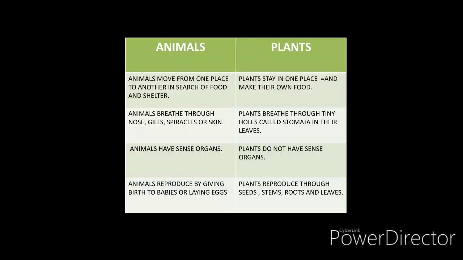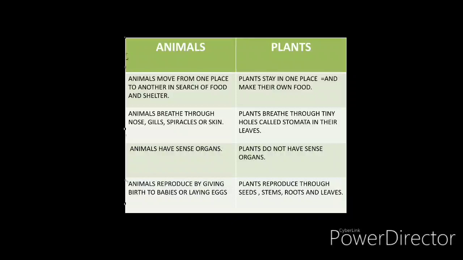Animals reproduce by giving birth to babies or laying eggs. But plants reproduce through seeds, through stems, roots, and leaves. Have you seen your mother doing gardening or a gardener doing gardening? Even in our school, there is a gardener who always sows the seeds in the soil, and from that seed a new plant comes out. So plants can reproduce through seeds, through stems, through roots, and through leaves.